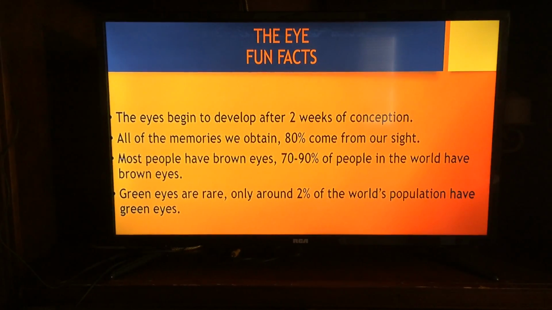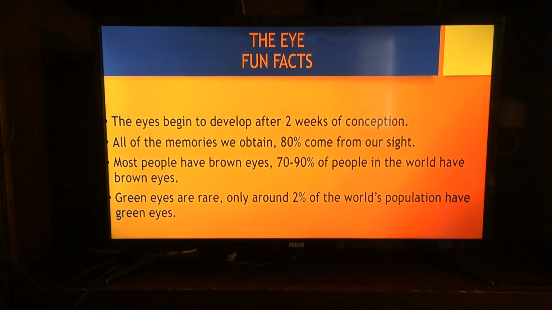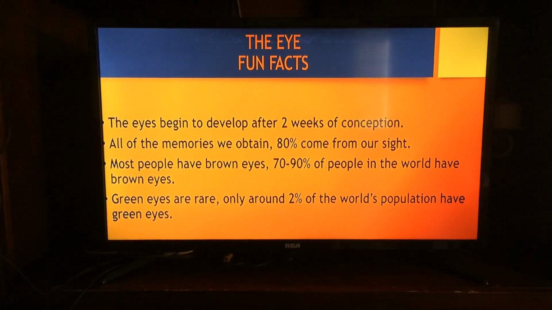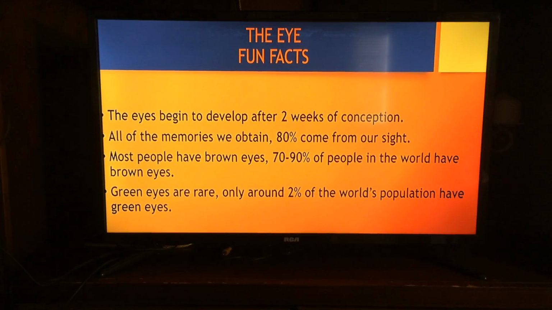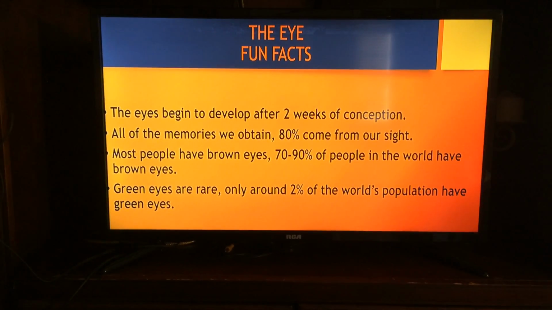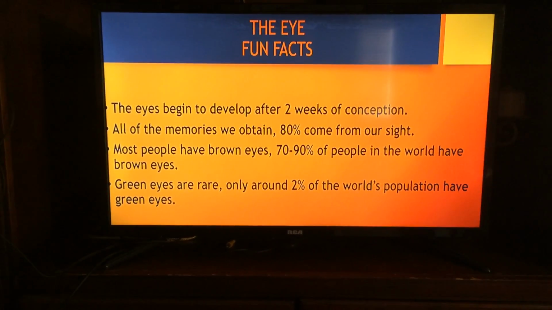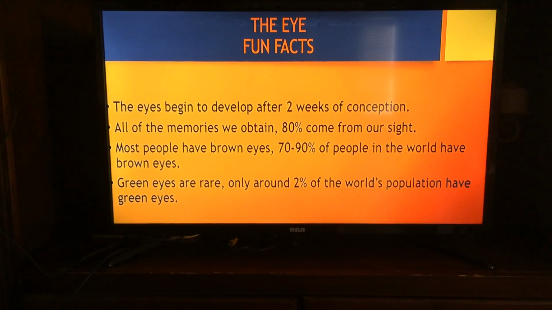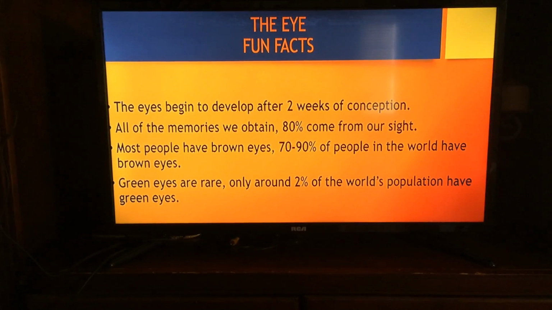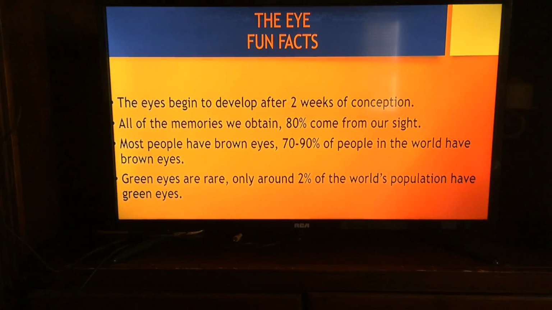Here are a few fun facts about the eye. The eyes begin to develop after 2 weeks of conception. Of all the memories we obtain, 80% come from our sight. Most people have brown eyes. Actually, 70-90% of the people in the world have brown eyes. Green eyes are rare, and only around 2% of the world's population have green eyes. I do have green eyes.